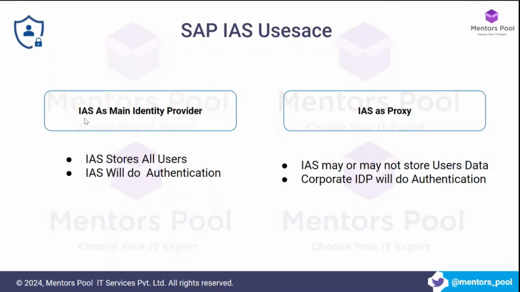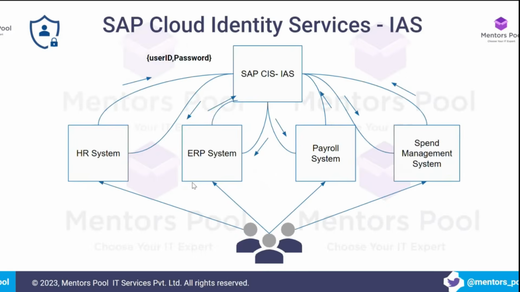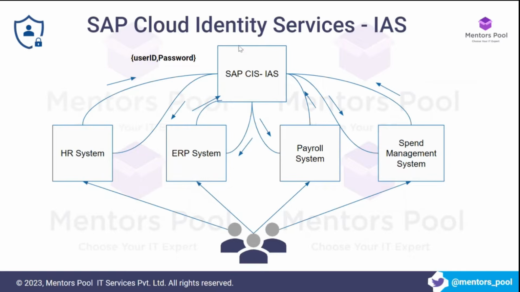Just understand right now, when IAS works as a main identity provider, IAS will store all user data, right? And IAS will do authentication. So going back to our diagram here, IAS will store all identity data, and IAS will provide the authentication mechanism as well in this case, right?